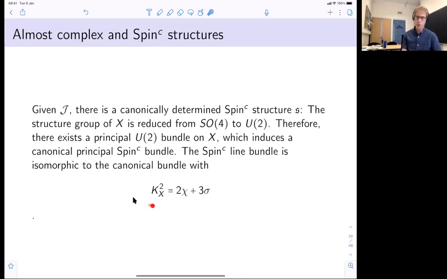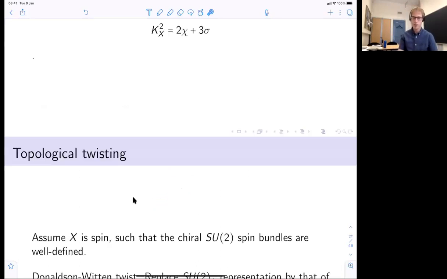And by Hirzebruch-Riemann-Roch, if we square the Chern class of the canonical bundle, K_X squared, this is equal to 2 times the Euler number chi of the four-manifold plus 3 times the signature sigma of the four-manifold. Okay. So we see that we can basically define these theories for an arbitrary spin C structure, but that there is a canonical one associated to the almost complex structure for which many results simplify.